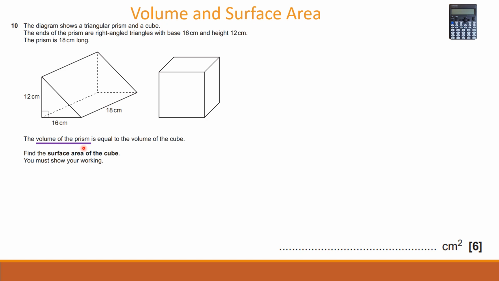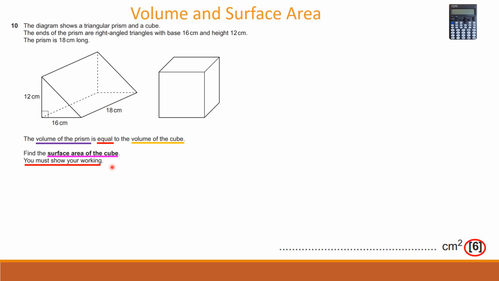Pyramids come up to a point, so think of Egypt where the pyramids are. You get a pyramid coming up to a point, but a prism has got the same shape going all the way through it. We're told that this volume is equal to the volume of the cube, and you can see the cube drawn over here. You've got to work out the surface area of this cube, and you must show your working in order to get the full 6 marks for this question.